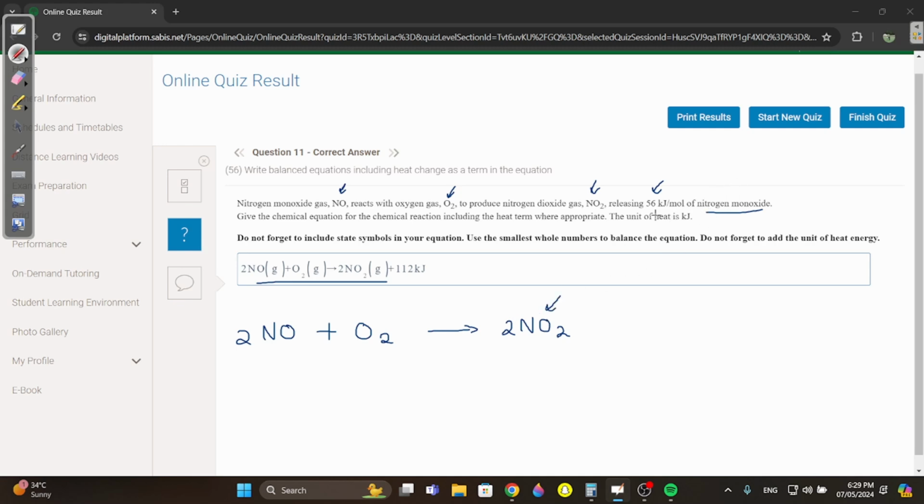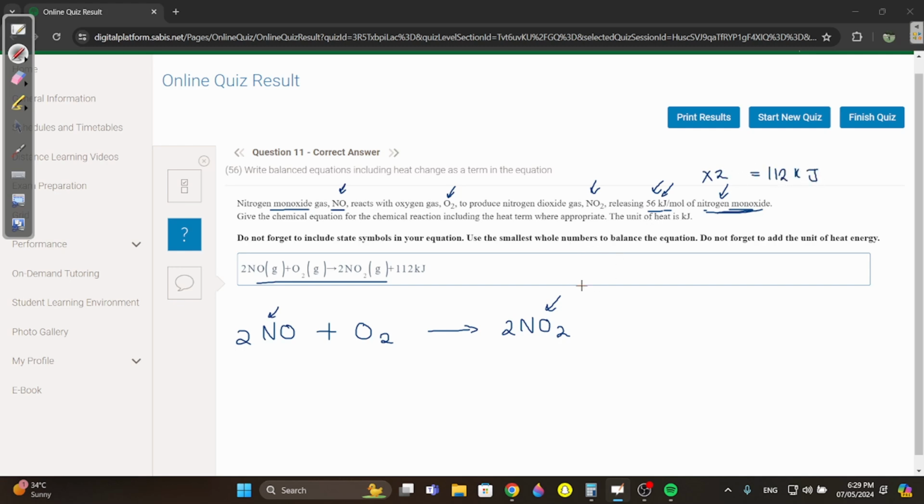You look at your energy. They said 56 kilojoules per mole of nitrogen monoxide. Nitrogen monoxide is NO, they said it also. How many NOs do I have now? I have 2. So what would you do to this? We'd multiply it by 2 and it becomes 112 kilojoules.